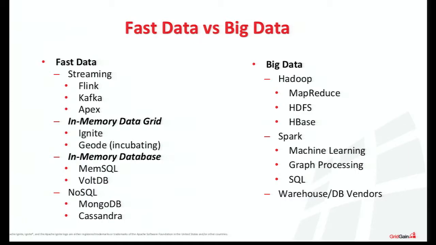So, some of the ecosystem of fast and big data. On the fast data side, we have quite a few projects, as a matter of fact. On the streaming side, we have Flink, Kafka, and Apex. I think all of them are from Apache.